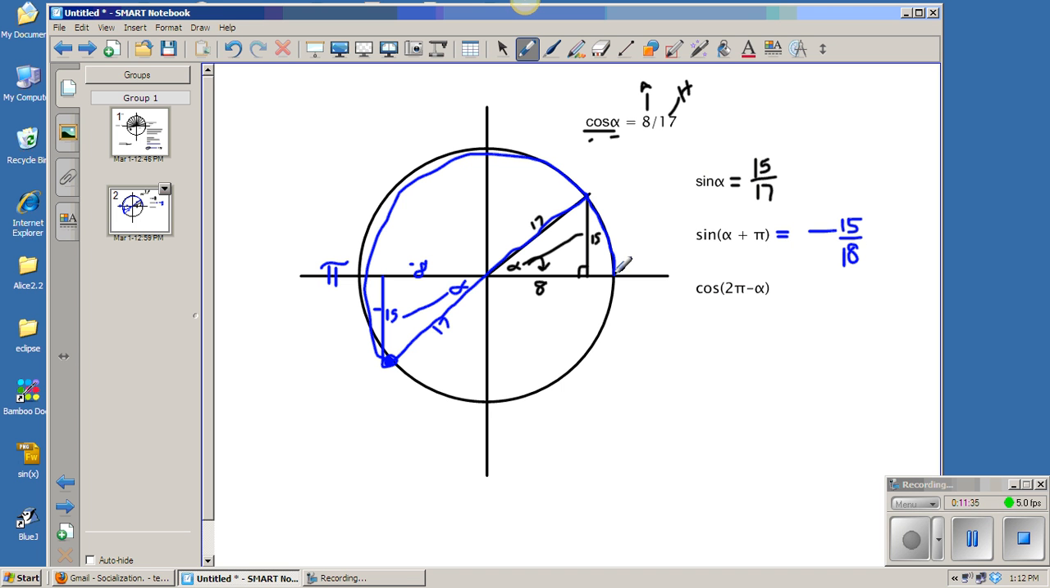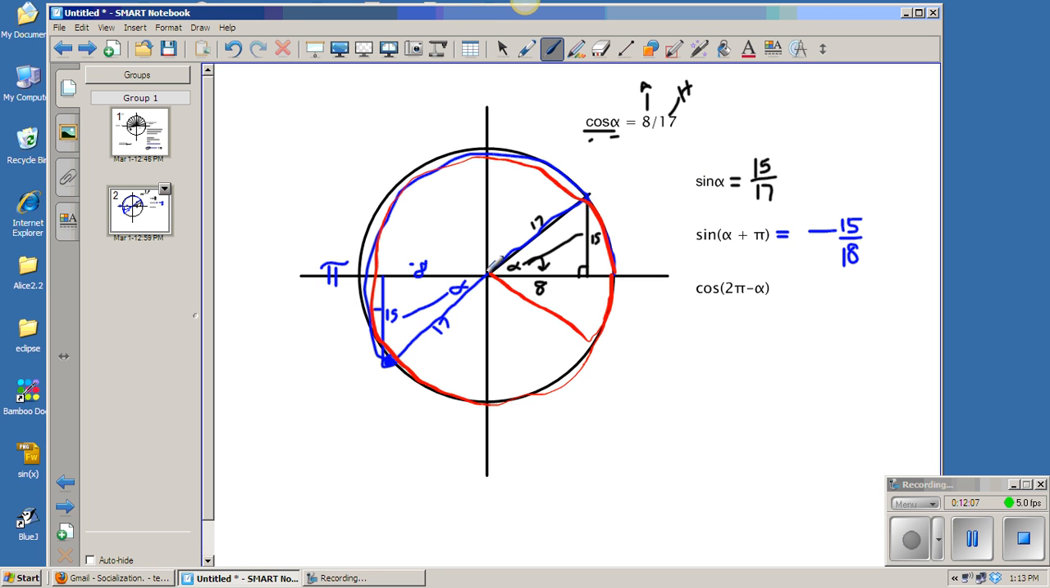Cosine. Okay, so this time I'm looking at cosine. So I'm looking at an 8 over 17. I already know that. But this time I'm going 2 pi minus alpha. Remember, 2 pi is one complete trip around that circle. So let me grab a different color, and I'm just going to make one trip around the circle. Here I go. I'm almost there. Let's use our imagination, pretend I can trace properly. And 2 pi. Now I'm going to subtract alpha from that, so I end up back here.